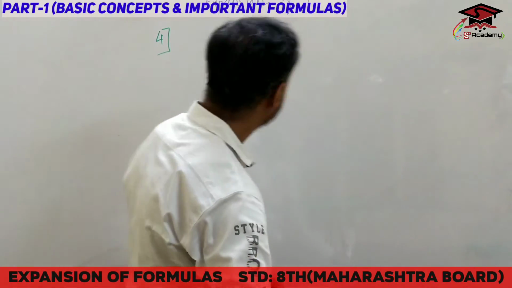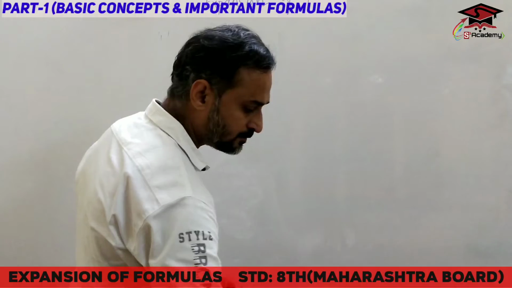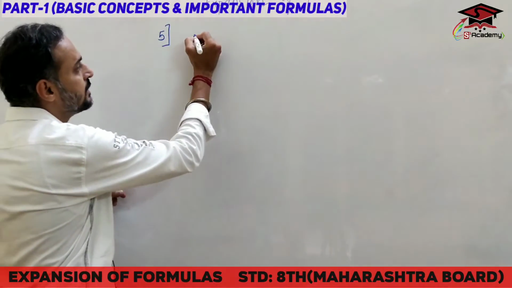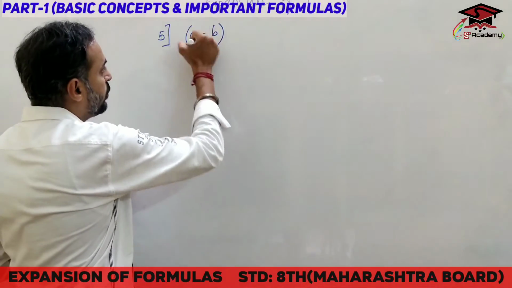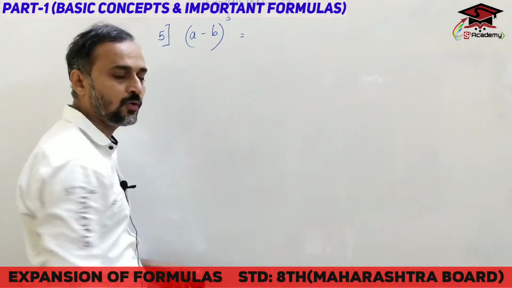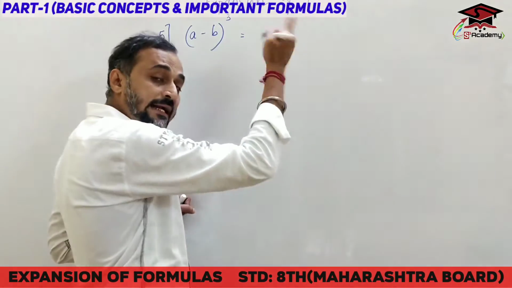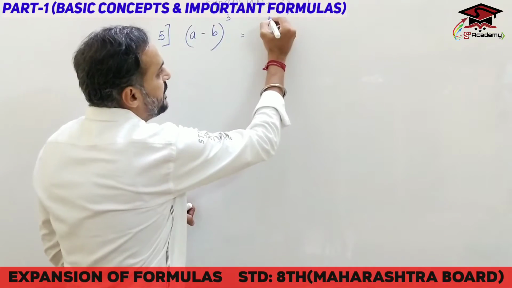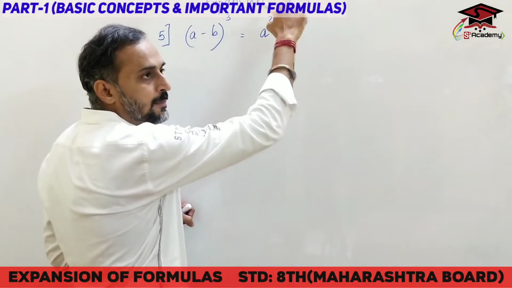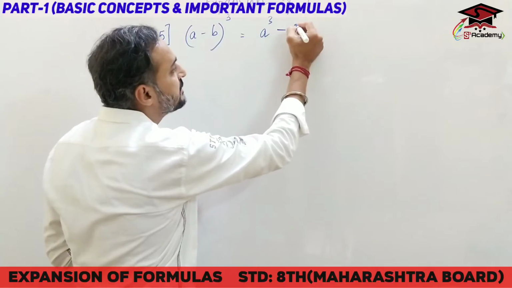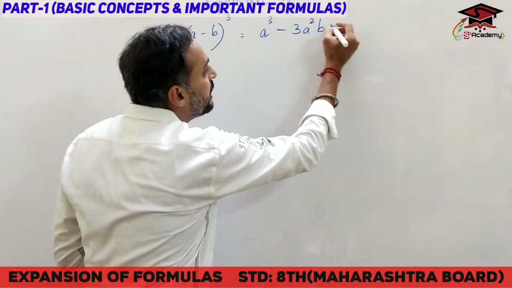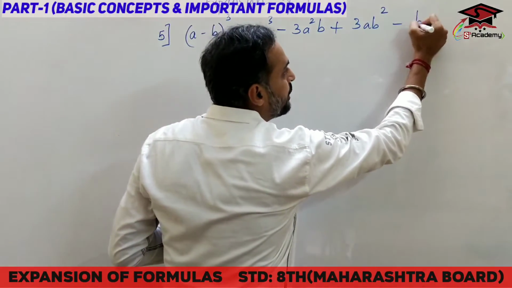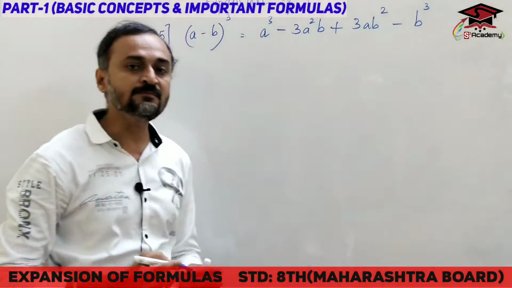Now the fifth formula we are going to learn is a minus b the whole cube. Yes students, all the content in the formula will remain the same, only the sign will be changed in it. So that means a cube. In the a plus b, it was given a plus over here. Here it will be minus 3a square b plus 3ab square minus b cube.